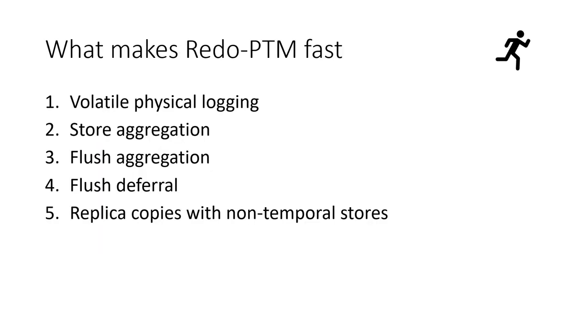There are five main reasons that justify the performance increase of RedoPTM over the previous approaches. The first is that we place as many components of the PTM as possible in DRAM, volatile memory. This includes the physical log. The second is that stores to the same location are aggregated into a single final store. Then each cache line is flushed a single time, and flushes are deferred to as late as possible and aggregated across groups of transactions. The fifth and final one is that we use non-temporal stores when making a full copy of the replica in persistent memory.